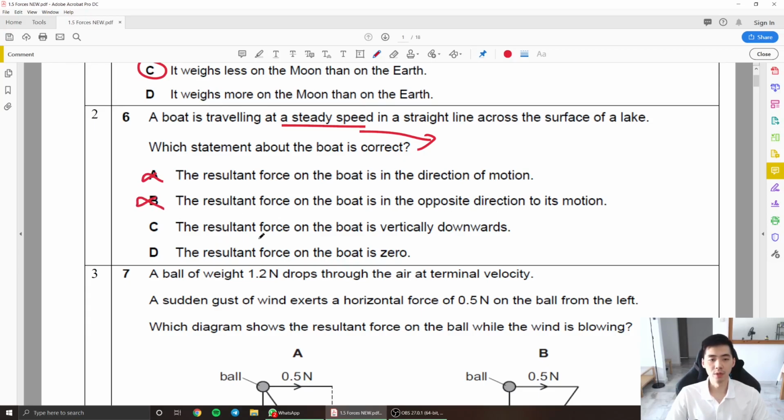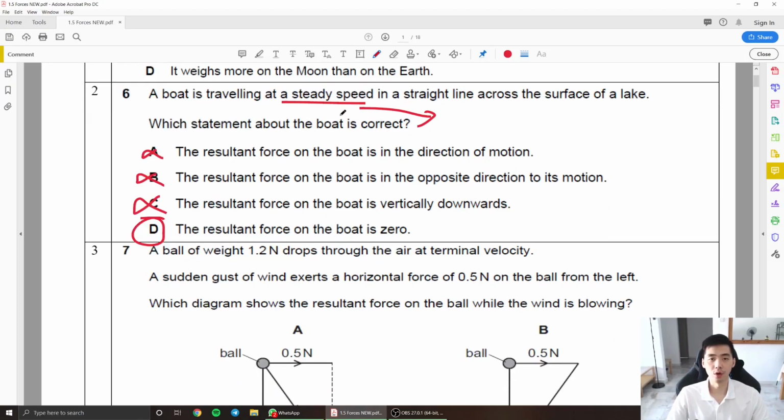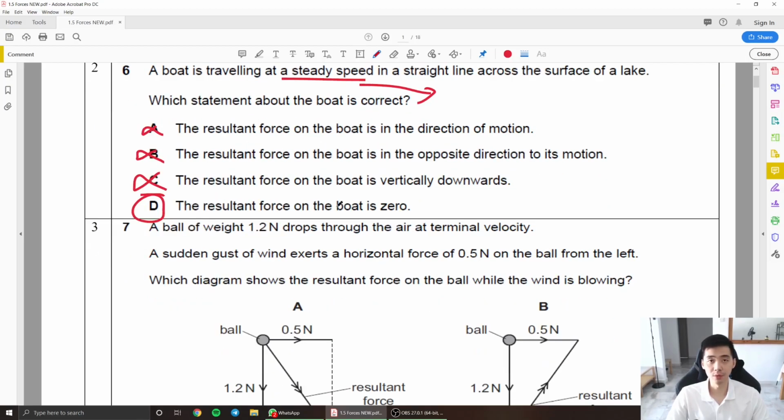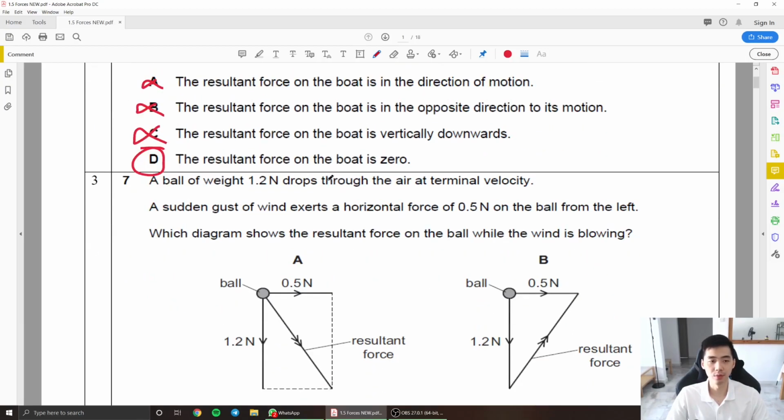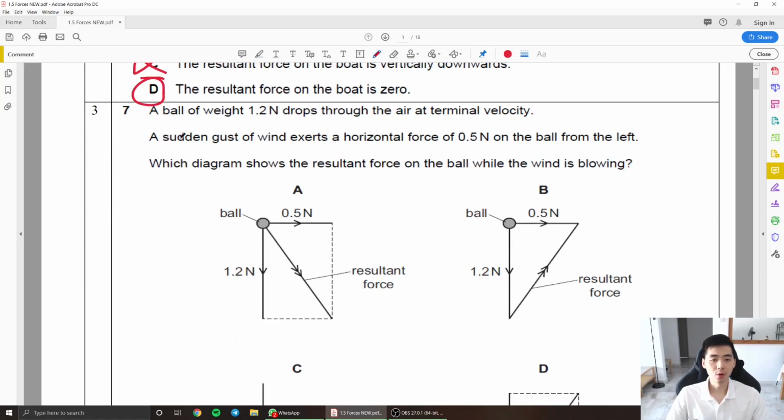Not true. The resultant force on the boat is vertically downward. Not true. The resultant force on the boat is zero. Definitely true. In order for anything to move at a constant speed, it must have zero acceleration and thus zero resultant force. Question number 3 here.